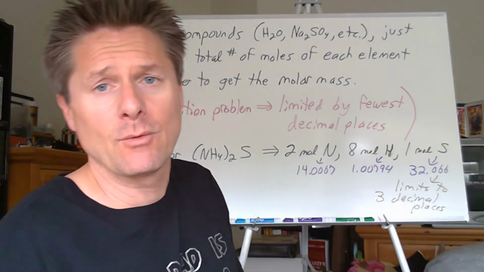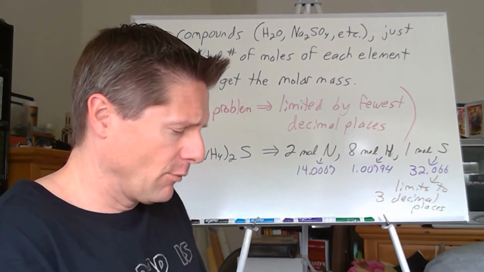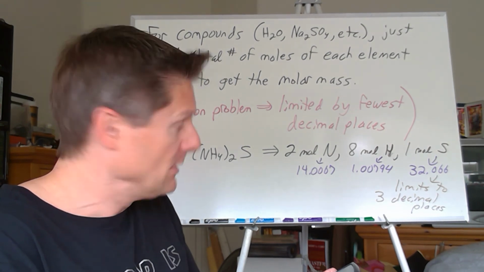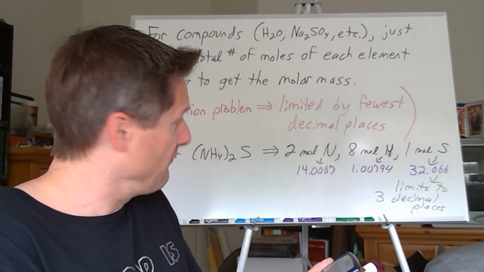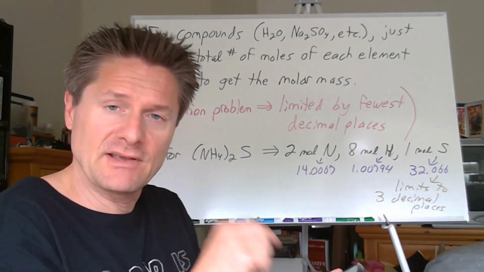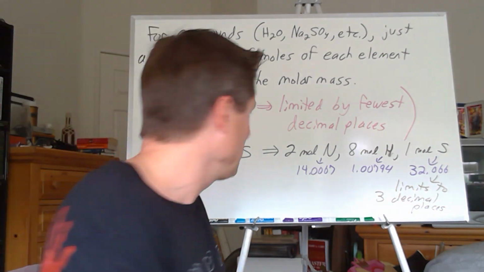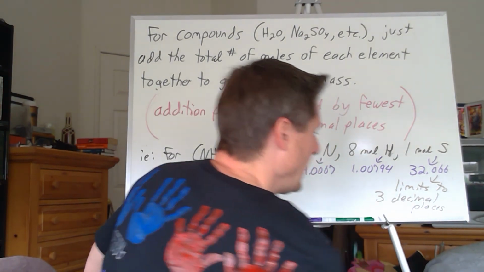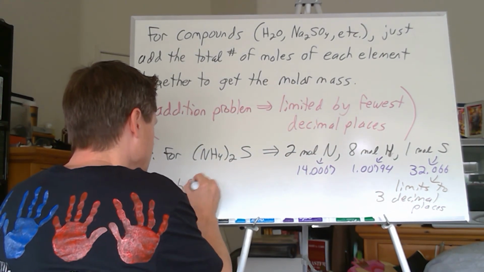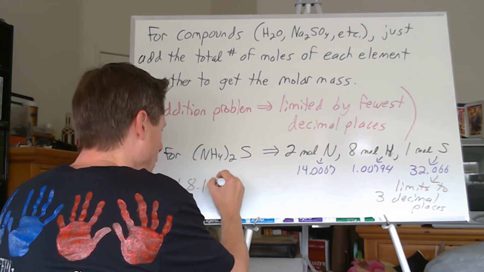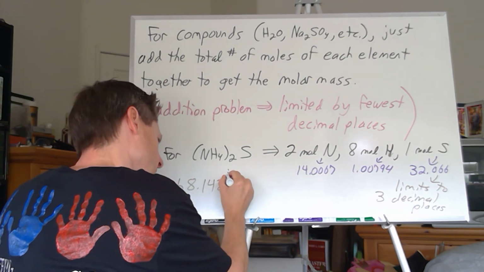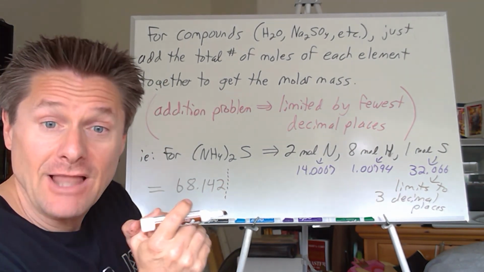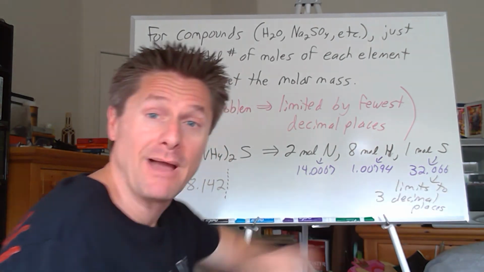You do not need to show your work. Just literally pop it out. 14.0067 times 2 plus 1.00794 times 8 plus 32.066. Boop! Good to 3 decimal places. And when you do it, let's see what you get. I get 68.142. I'm going to pop my vertical dash line there because that's my 3rd decimal, limited by the sulfur, correct?